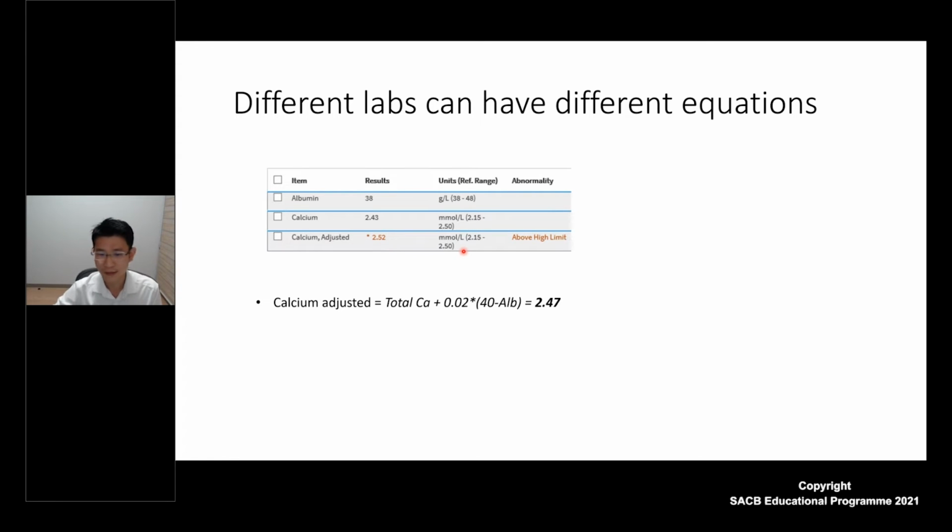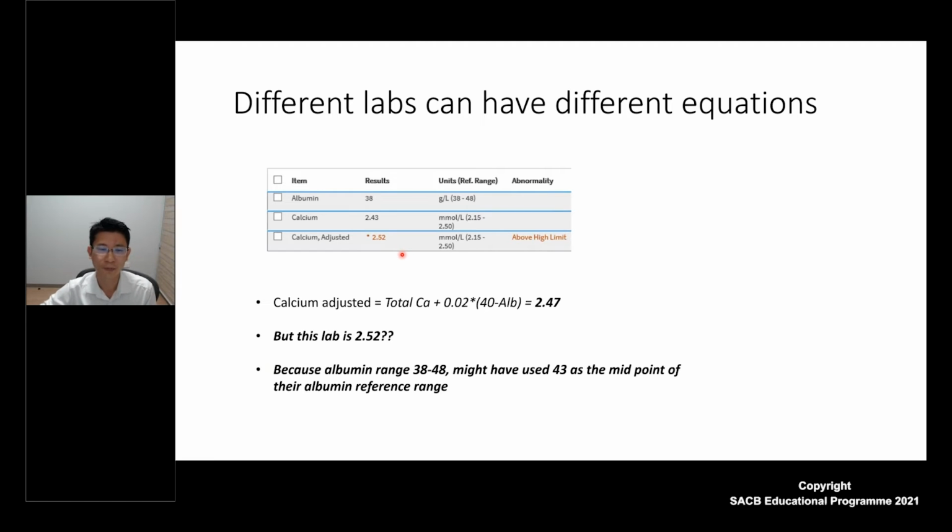Why is that so? We try to use the Payne equation. Total calcium plus 0.02 times 40 minus albumin gives me 2.47. My Payne equation gives 2.47, but the lab reports 2.52. How come? Actually the albumin range is different, 38 to 48, so they might have used 43 as the midpoint of their albumin reference range. If you use 43 as the midpoint, you get 2.53. So I think some of the differences are due to rounding off.